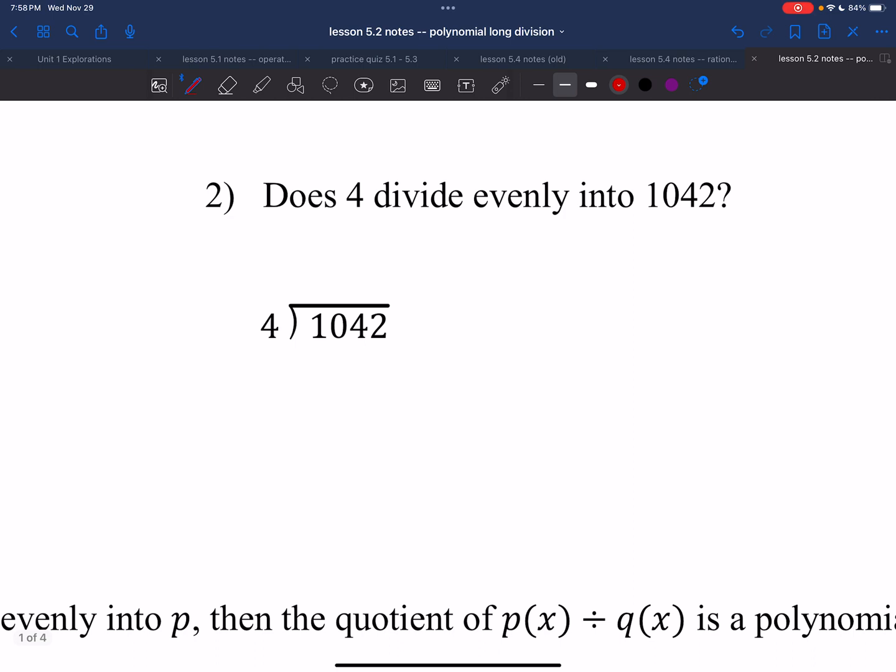Does 4 divide evenly, right? Well, 4 does not go into 1, but 4 goes into 10 2 times. Subtract, that's 24. 4 goes into 24 6 times. And I drop the 2, and so I say, oh, well, 4 does not go into 2, so that's 0 many times. And that means we have 2 left over. So that means there is 2 remaining, remainder 2. And so because you have a remainder, you would say no. 4 does not divide evenly into 1042. Or in other words, 4 is not a factor of 1042.